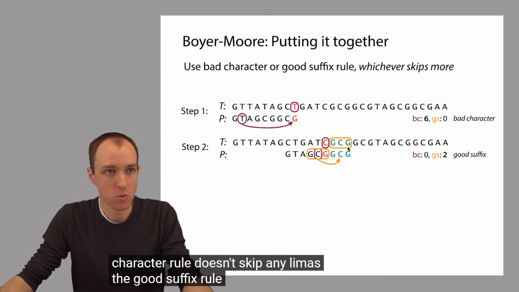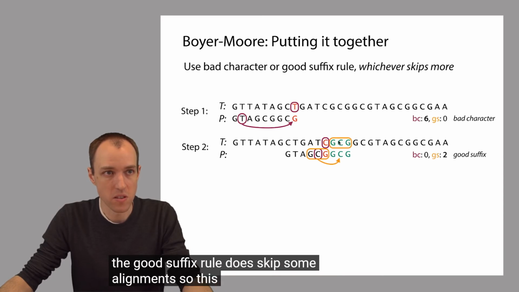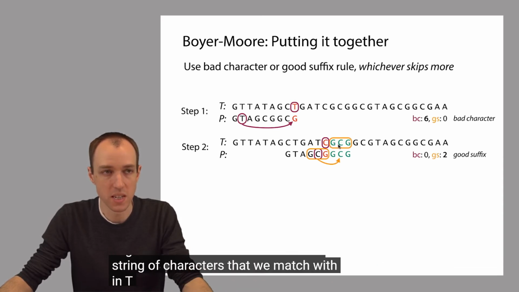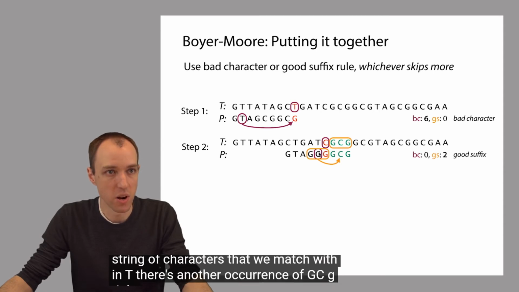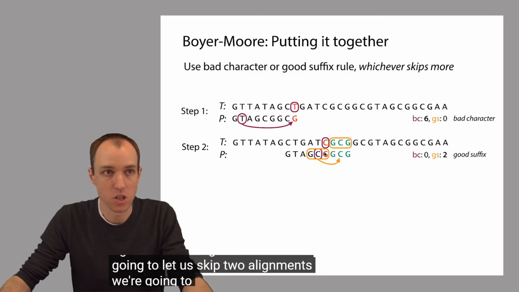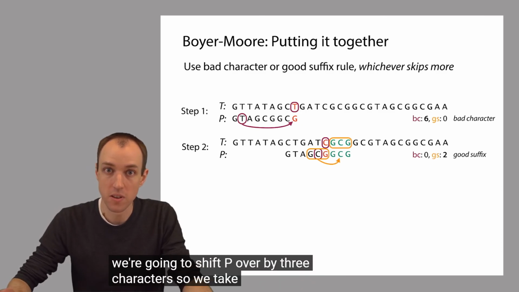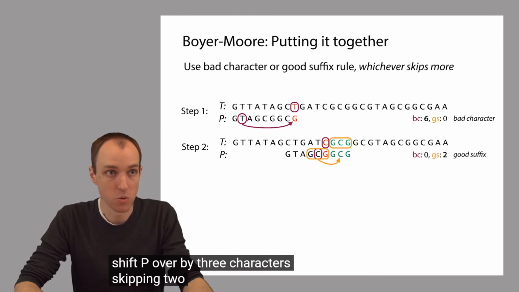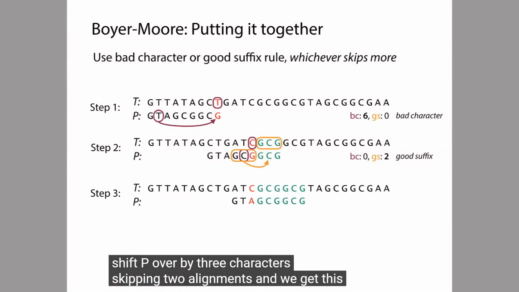The good suffix rule does skip some alignments. This is GCG, the string of characters that we matched within T. There's another occurrence of GCG right here. So the good suffix rule is going to let us skip 2 alignments. We're going to shift P over by 3 characters. So we take the maximum, and we shift P over by 3 characters, skipping 2 alignments, and we get this.